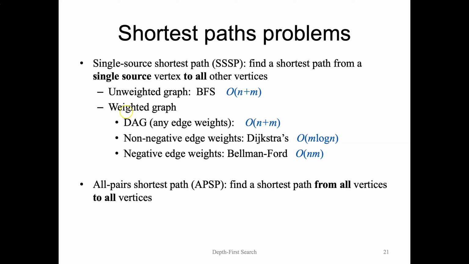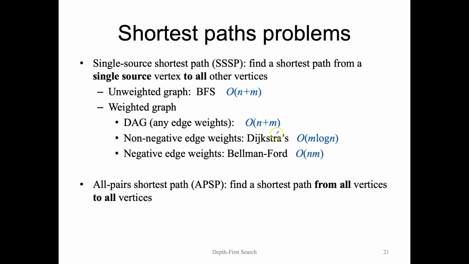If we have a weighted graph, then still we have a few options. If that graph is directed and acyclic, then no matter what kind of edge weights there are, we can still do this in linear time using a topological order and relaxing edges for every vertex along that order. If there are non-negative edge weights, but we don't have a directed acyclic graph, then you can apply Dijkstra's algorithm, which runs in big O of m log n time. If there are negative edge weights, then we can't apply Dijkstra's algorithm, but instead we can apply Bellman-Ford's algorithm, which runs in big O of n times m.